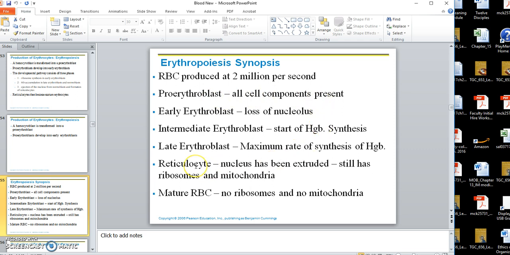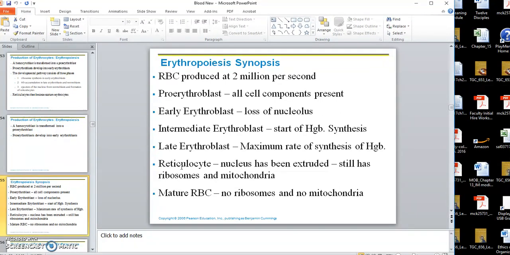The reticulocyte is the last stage before the mature red blood cell. At that time, the nucleus has been extruded. Thus, the center caves in, giving more surface area. You still have some ribosomes, and you still have some mitochondria. The red blood cell is generally released from the bone marrow in the mature form, but a few are released as reticulocytes, and that's what we call the reticulocyte count.